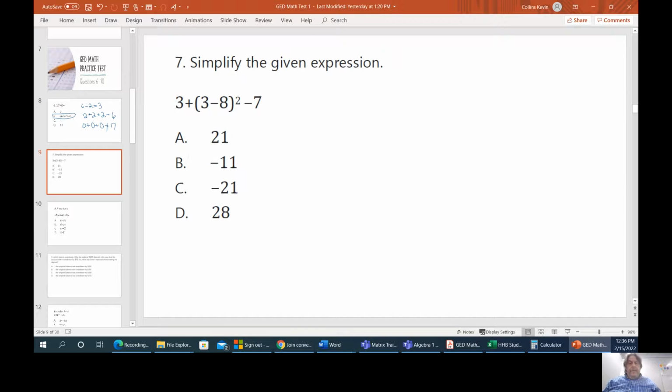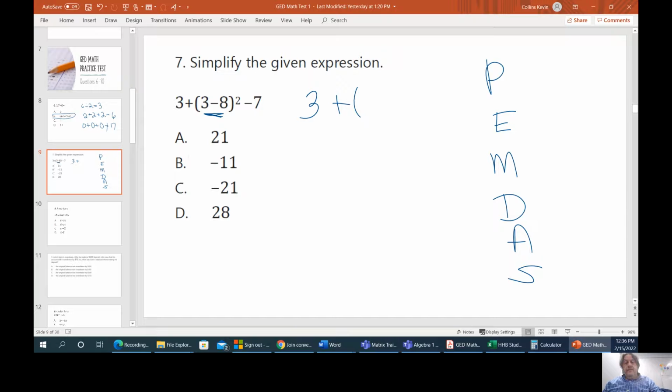All right, simplify the given expression. You may have seen this before. This made-up word called PEMDAS. Okay, so P stands for parentheses. So that means we do the stuff in parentheses first. So that's going to be 3 minus 8. So this is going to be 3 plus, now it's going to be negative 5.